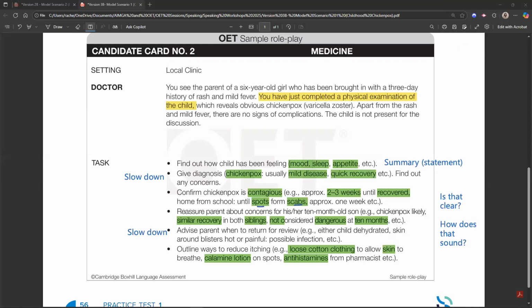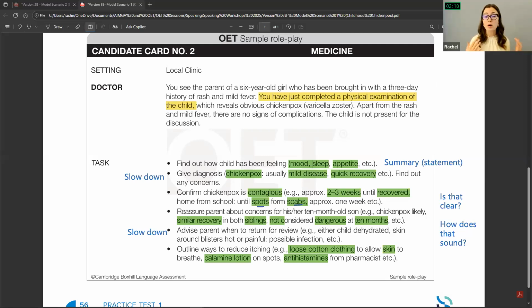Yes, chickenpox is contagious. So approximately we have to take care for 2 to 3 weeks until fully recovered. It's better if you can keep Kate at home during this period because we have to be careful until the spots form scabs. Usually it will take 1 week. Is that clear, Rachel? Yes, that is.